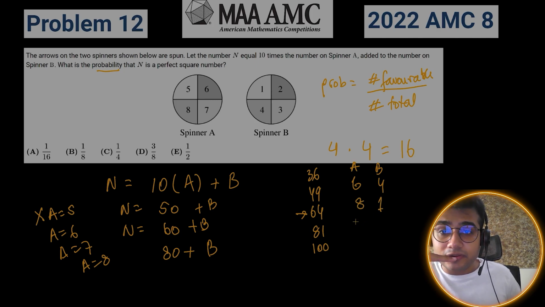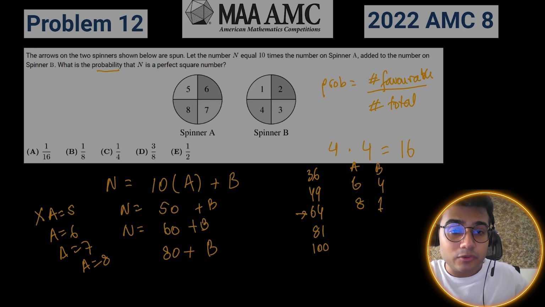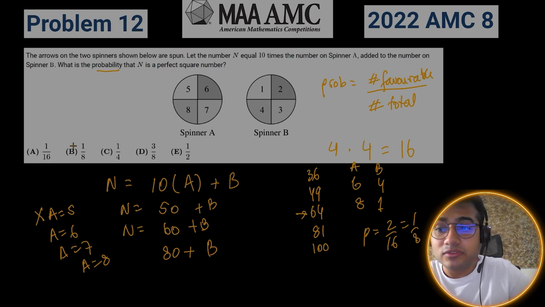And then that's it. We ran through all the options, and we find out there are only two favorable outcomes. So the probability would be 2 over 16, that is 1 over 8. So the answer is B.